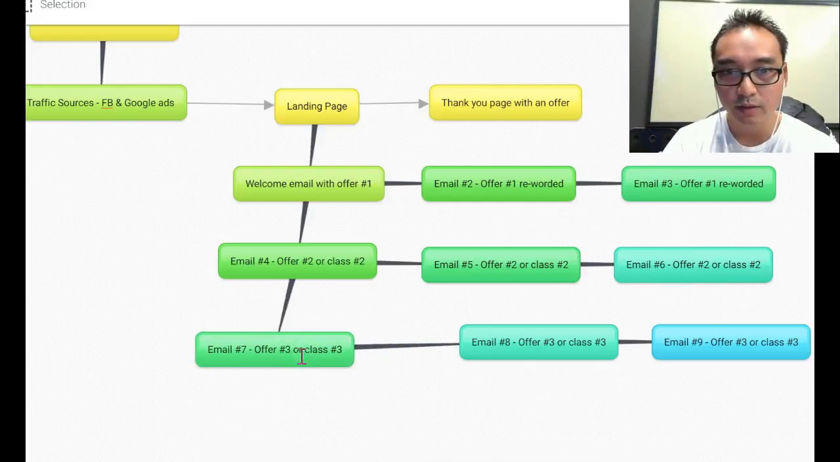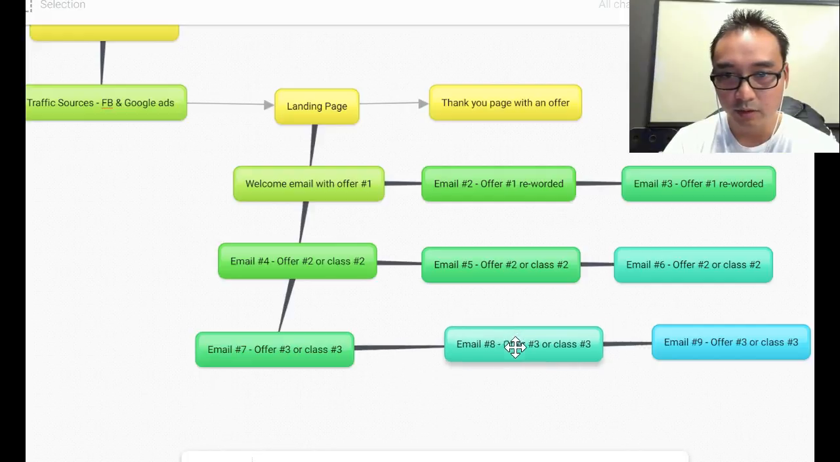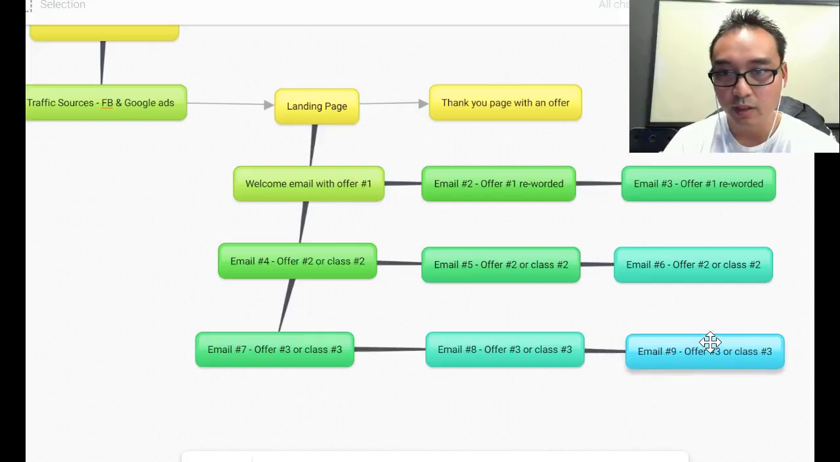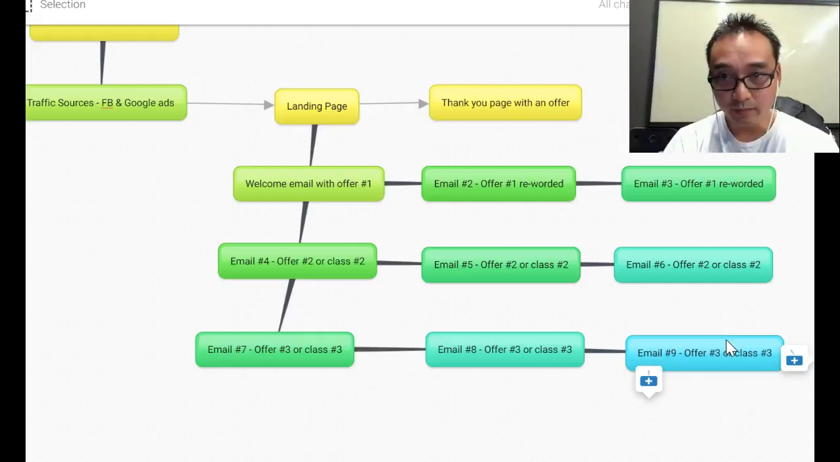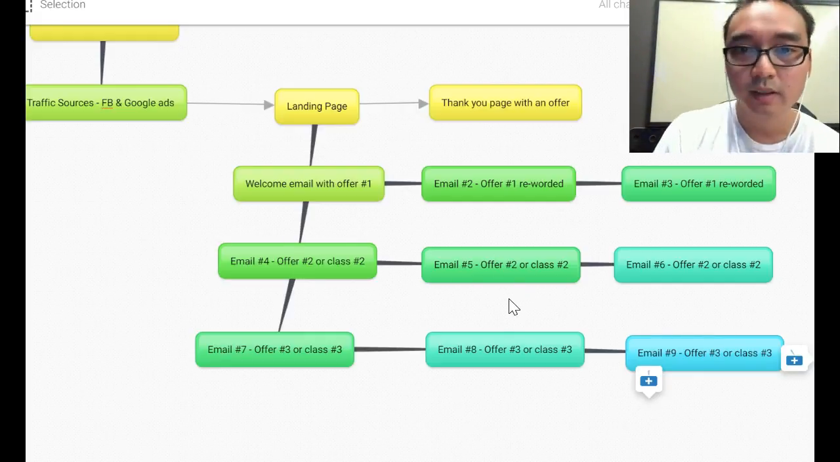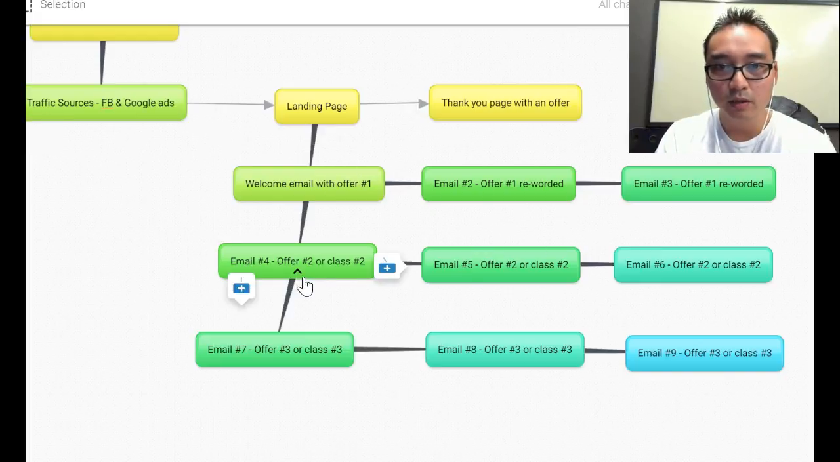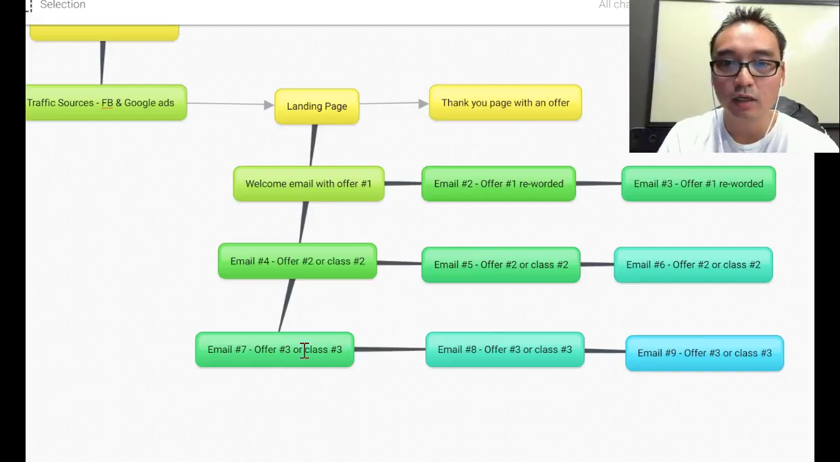And then after that, we have our 3rd offer, and then you have your email number 7, and then email number 8, which is still offering the 3rd one, and you're still offering the 3rd class. Okay? And this just kind of goes on and on. So the whole idea is you want to take advantage of the traffic that we paid for, but then move them down the line of the classes that you guys offer.